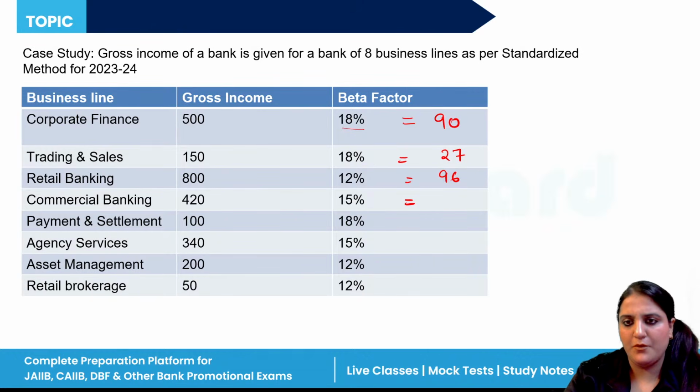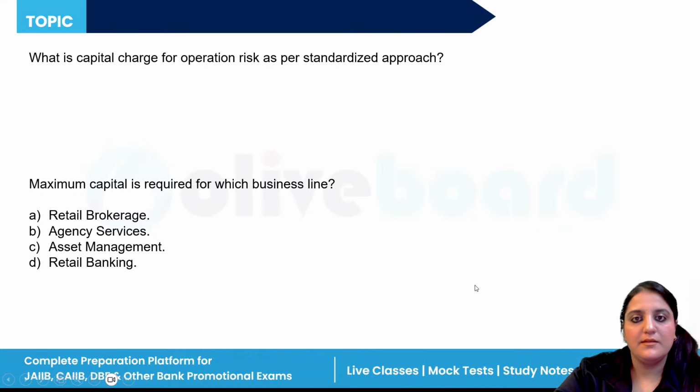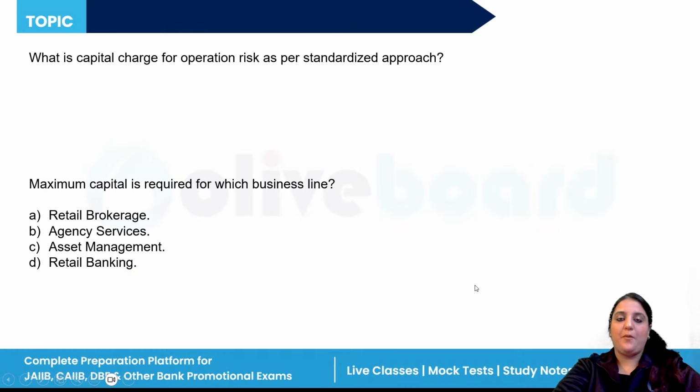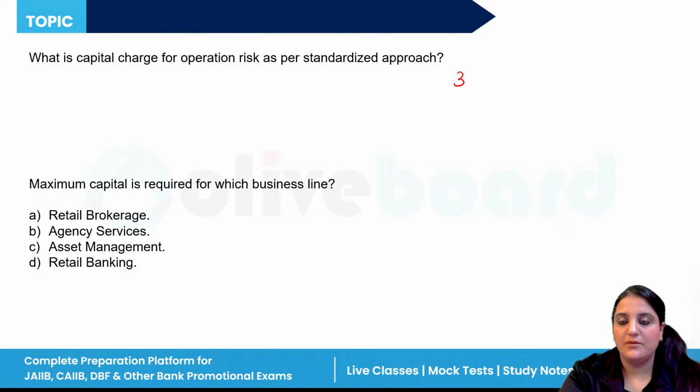400, 15% of 400, it's 63. It is 18. It is 340 multiplied by 15%, 51. It's 24. It's 6. So add them. Okay, so this is the capital charge for operational risk, 375. The answer is 375. Clear?